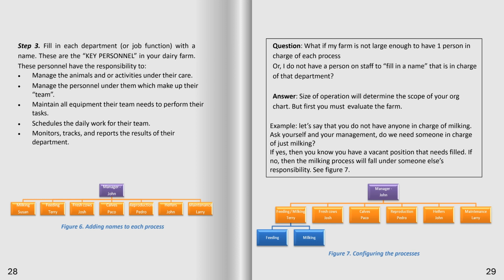Example: let's say that you do not have anyone in charge of milking. Ask yourself and your management, do we need someone in charge of just milking? If yes, then you know you have a vacant position that needs filled. If no, then the milking process will fall under someone else's responsibility. See Figure 7.